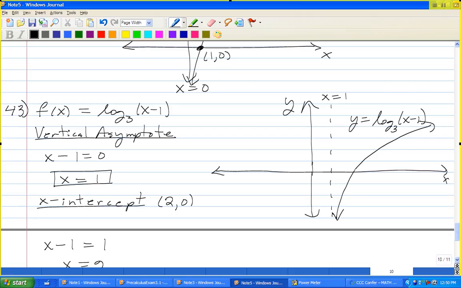So at 2, it's 0. At 4, it's 1. At 10, it's 2.